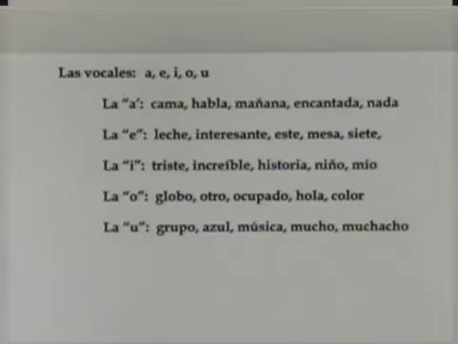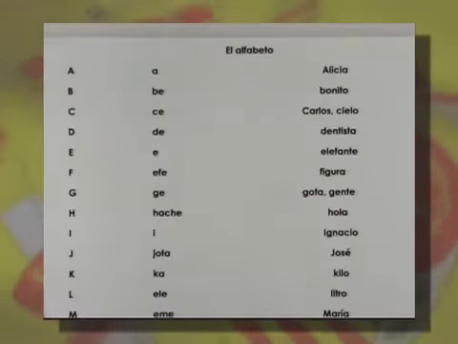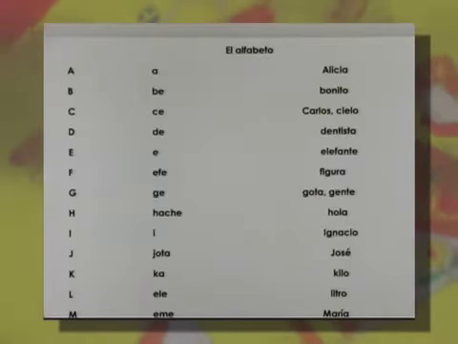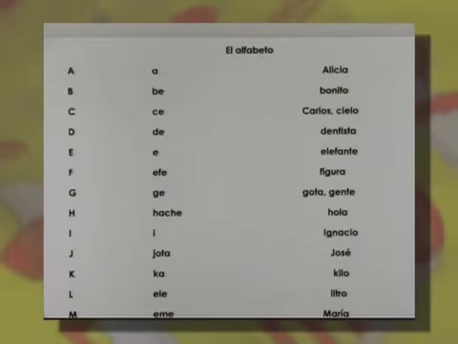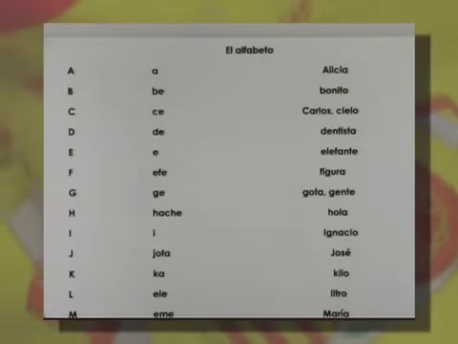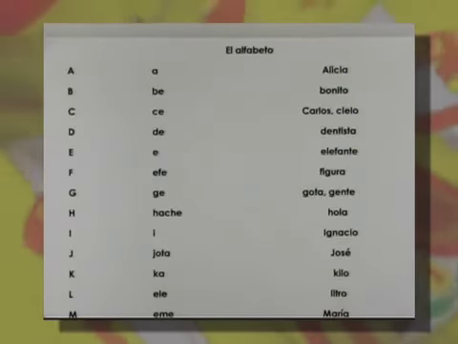Now let's look at some of the consonants. Okay, la B. The B is like a soft B. Bonito. Bueno. The C can sound either like a K or like an S. Carlos. Cielo. The D is dentista. The G can either be hard or soft. Gota. Gente. Gota is hard, gente soft.